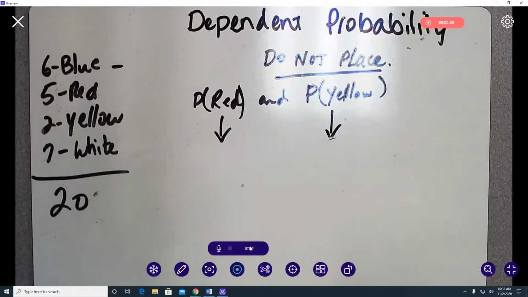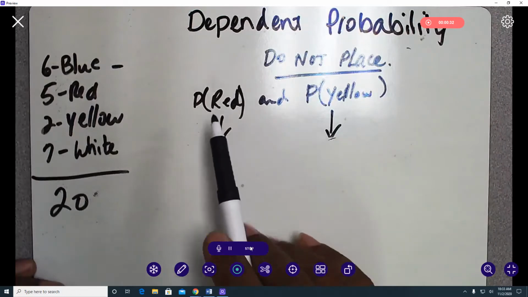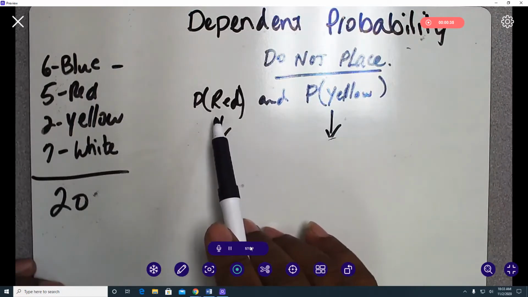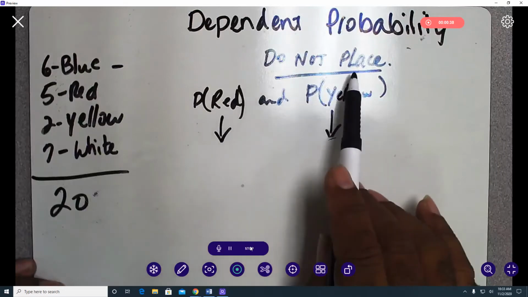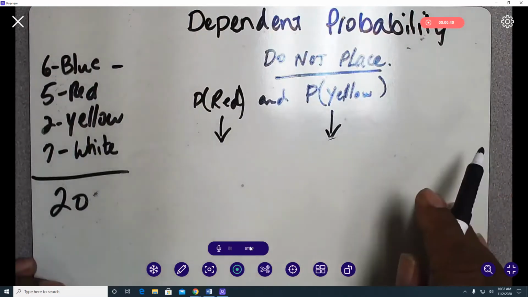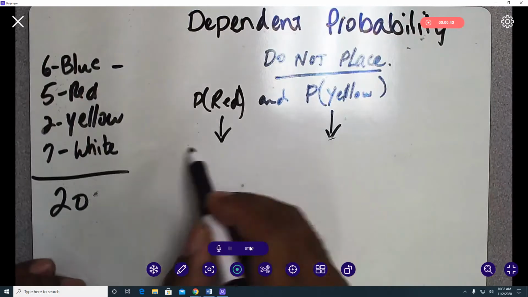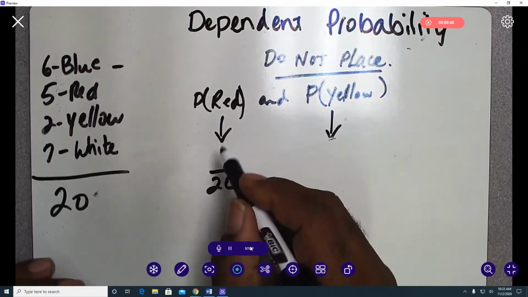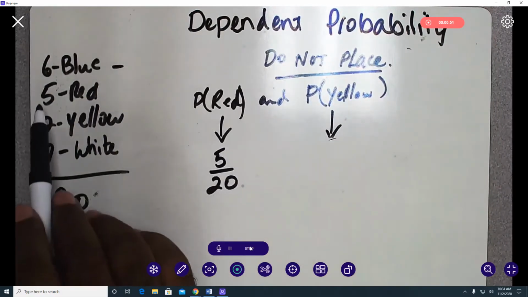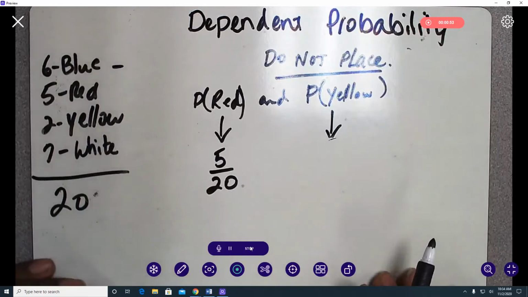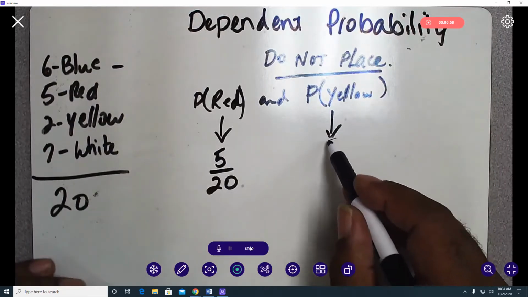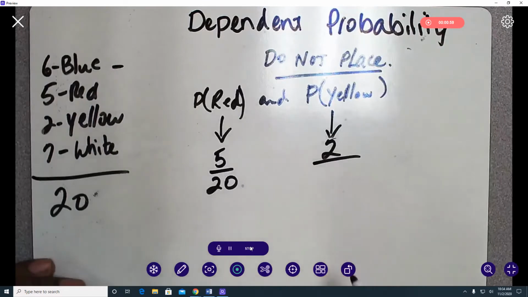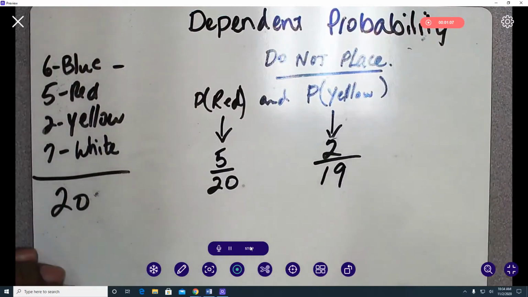So let's look at an example. We want to know the probability of pulling a red and not replacing it and then pulling a yellow. So the probability of pulling a red, our total number of things is 20, so that's the denominator, and 5 is the numerator because there's 5 of these red items in there. And then the probability of pulling a yellow. Remember, when we pulled the red here, we did not replace it, so that's 1 less in this bag of 20, so that would be 19, right?